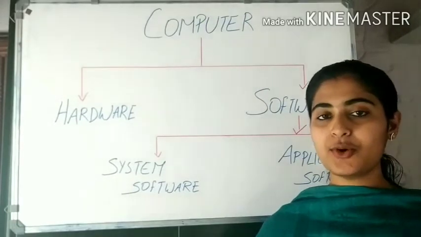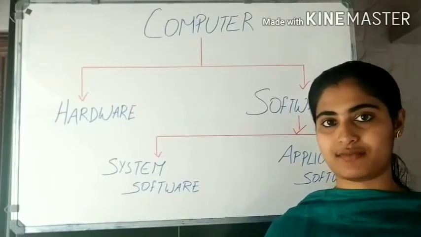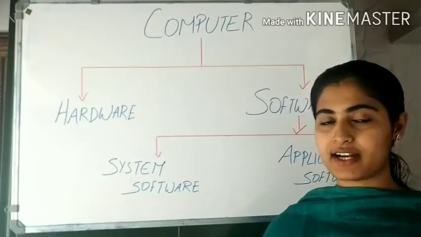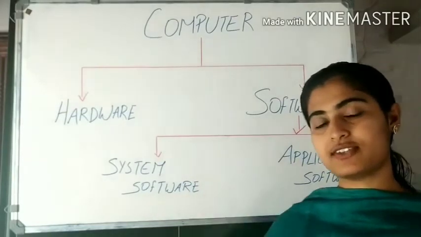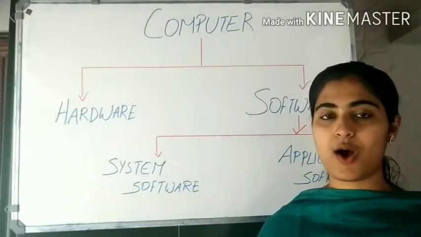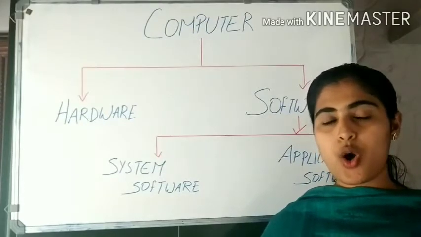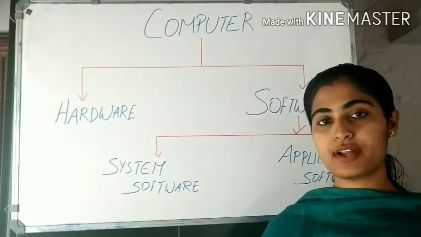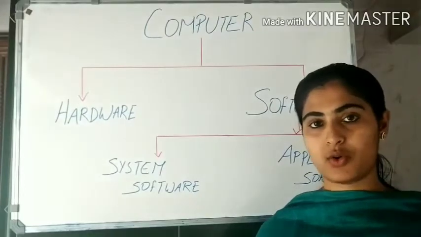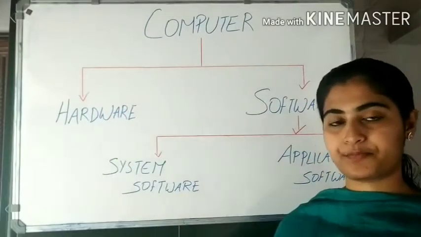Okay, so in your syllabus, your first chapter is about operating system. First, we'll study the introduction of this chapter and then we'll be going on to the main topic, that is operating system. Okay, so all of you know that a computer has got two components. What are they? Hardware and software.